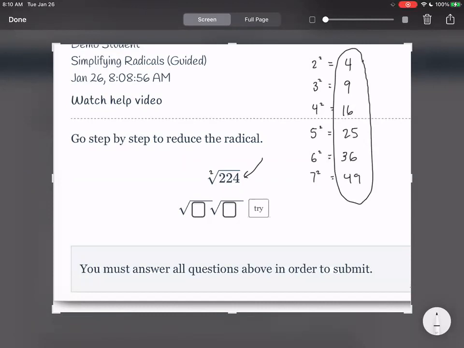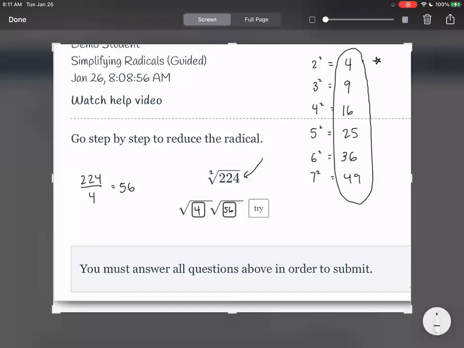224. So is 224 divisible by 4? Let's try it out. 224 divided by 4. And then, of course, if you like, you can use a calculator. 224 divided by 4, and I got 56. Cool. Okay, so I'm going to write 4 in here and 56 in here because the square root of 224 can be rewritten as the square root of 4 times 56. I'm going to pause here and see if you guys have any questions.